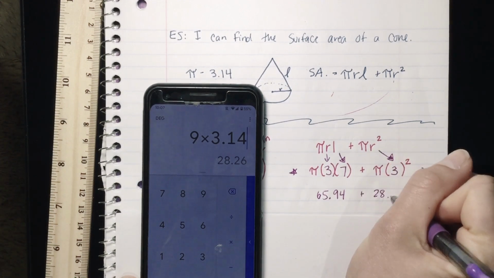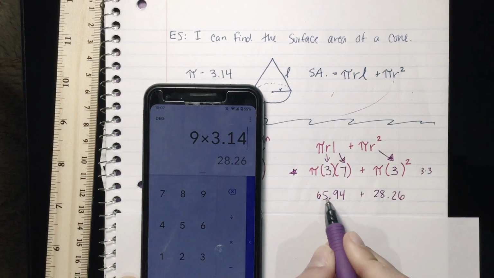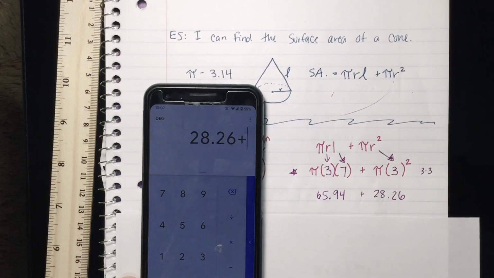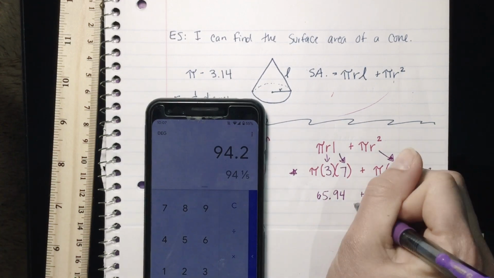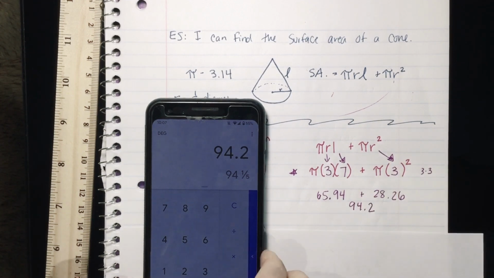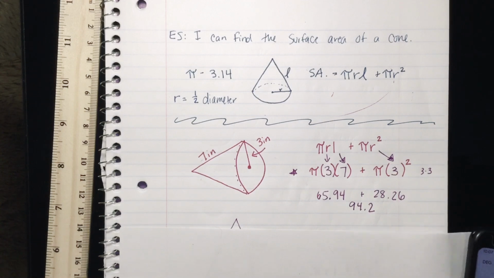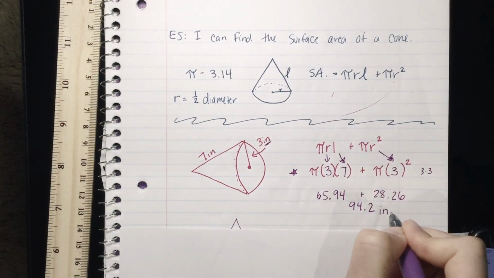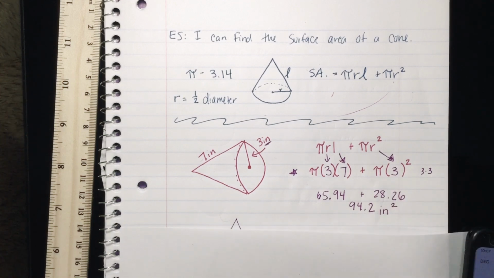28.26. And what we do with that is we add them. Okay, so 28.26 plus 65.94. And what I get is 94.2. And we want to look back and see what our units are. And my units are inches, so I put inches squared.